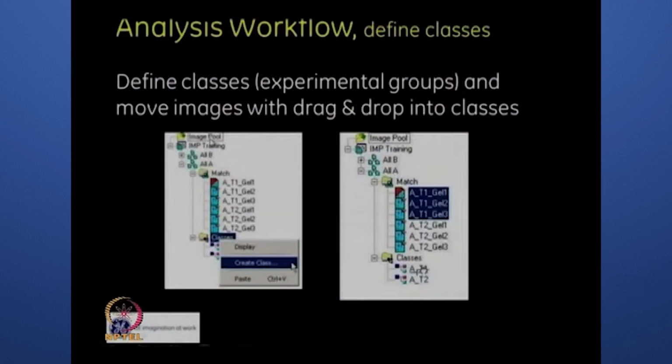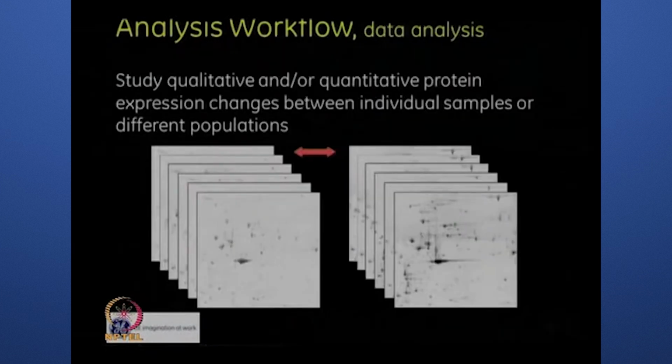This is what our software analysis looks like. From the image pool we have added our images, and after that we have to create our match set and create our classes. We will go into this in more detail during our software demonstration. And this is the analysis workflow, the complete data analysis. Once you get the complete data, you get the fold regulations as well as the statistical parameters, then you can compare all the parameters and select your proteins of interest. This is what we can do finally.